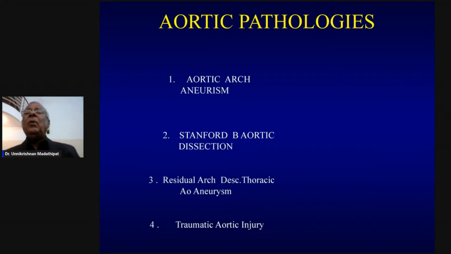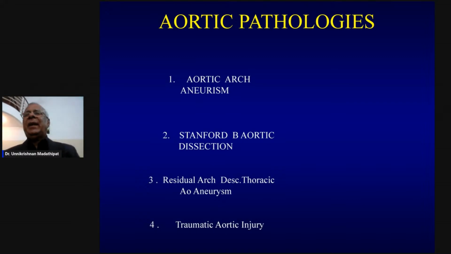Now, there are 4 basically important lesions of aortic pathology in this group. One is atherosclerotic aortic arch aneurysm, which, as the word mentions, is atherosclerosis. It happens in the elderly, more than 60, 65 years old, and it is a part of the generalized atherosclerosis in the body that the man has.